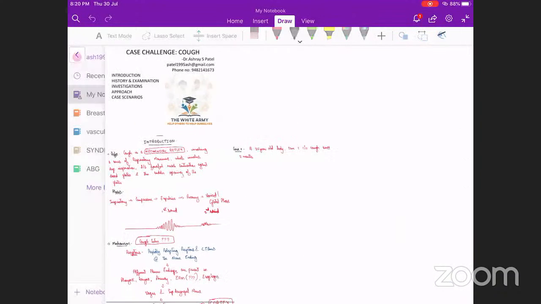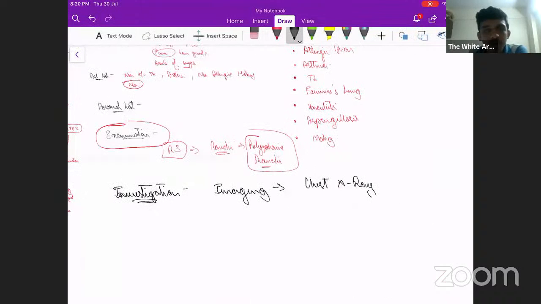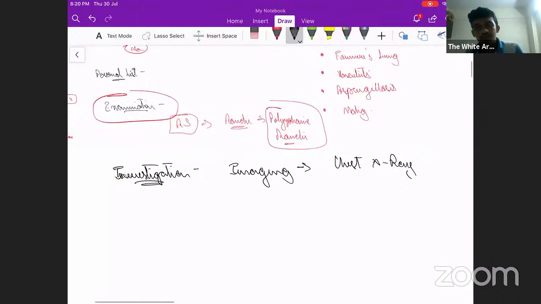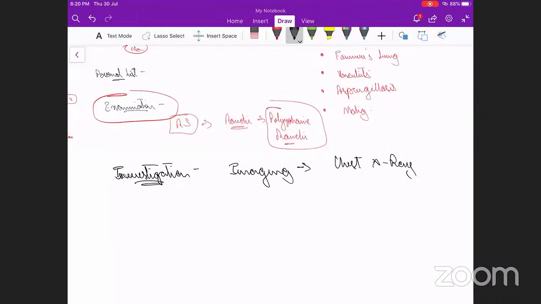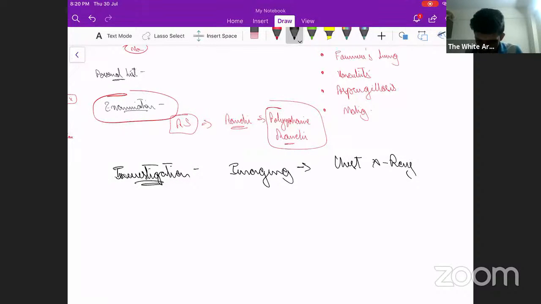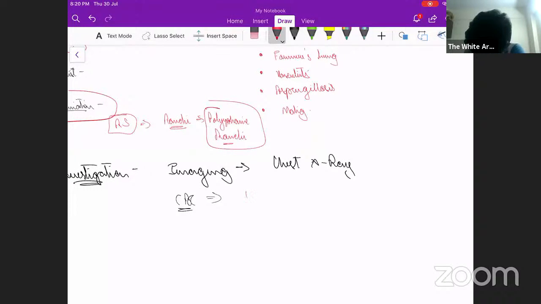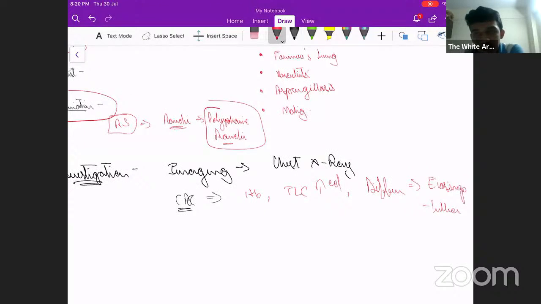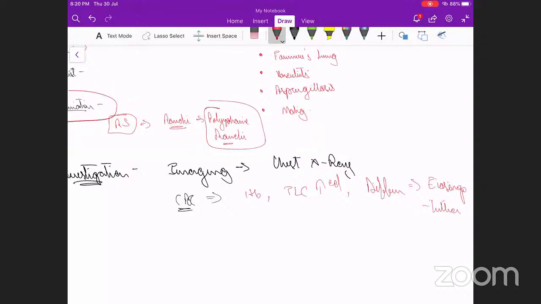Next, what would you like to do? Ultrasound. Ultrasound of what, what are you thinking of? Look at your chat box: CBC. Yes, CBC. The CBC revealed that hemoglobin was fine. Total leukocyte count was increased. On doing the differential, eosinophilia was present. So this was your CBC finding.